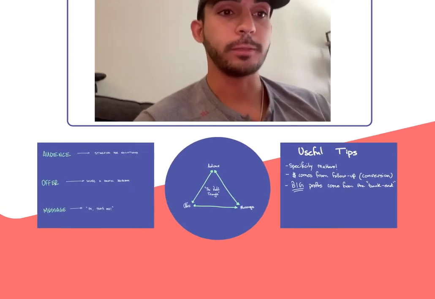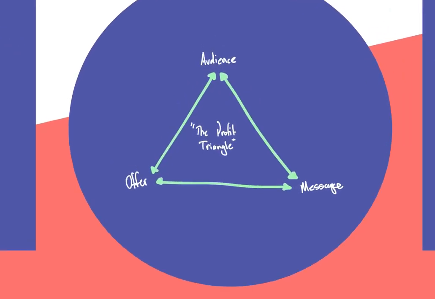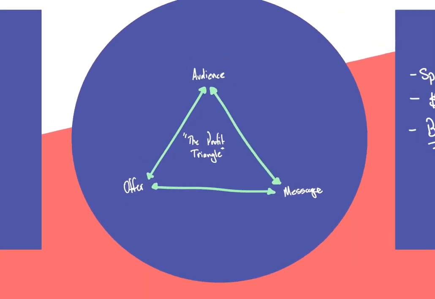Okay, so the first thing I want to describe to you is what the profit triangle really is at its core. The foundation of any great advertisement has three different elements. The first element is your audience. You need to know who you're trying to speak to, okay? The second element is your offer. Once you know who you're trying to speak to, you need to be able to give them something that they want. The third thing is the message. The message is how you communicate to that audience.